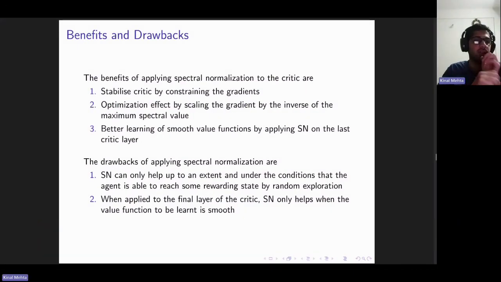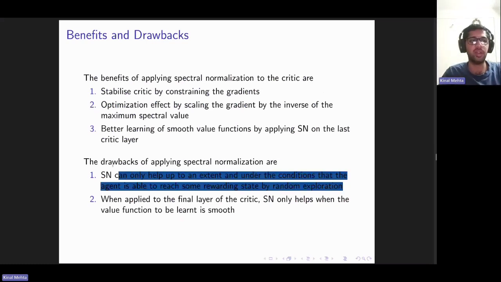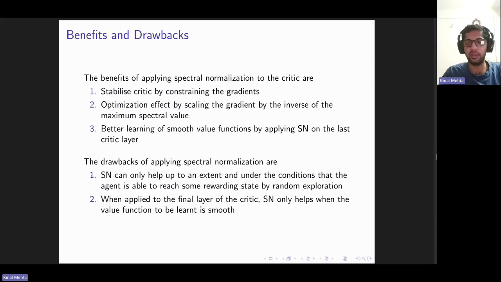Okay, and the drawbacks are that spectral normalization can only help up to some extent. As I mentioned, it only helps in learning smooth value functions under the condition that the agent is able to reach a rewarding state as well. If the rewards are so sparse that with random exploration it is not at all able to reach the rewarding state, it won't help. We also tried one more setting, where we only reward for the battle win or battle loss, instead of for the death. In that scenario, none of the algorithms converge. So it does help in the sparse reward scenario, but only under the condition that it is able to reach at least a rewarding state, even if very rarely.